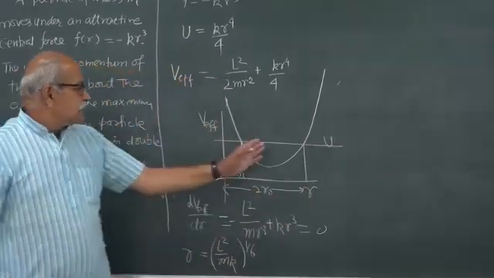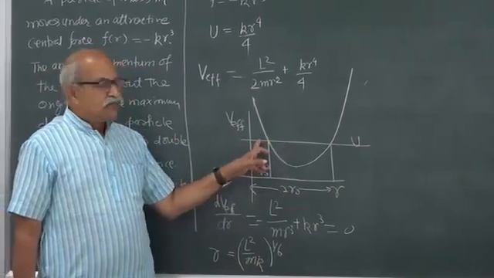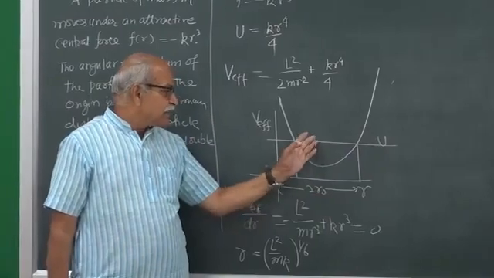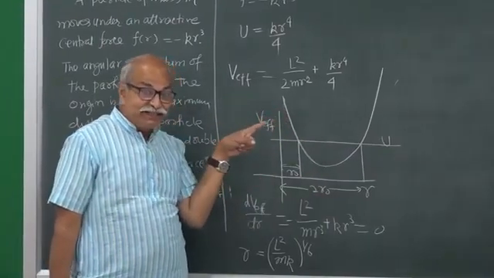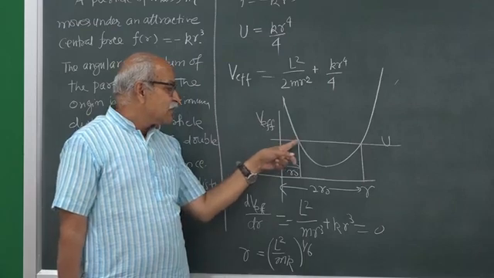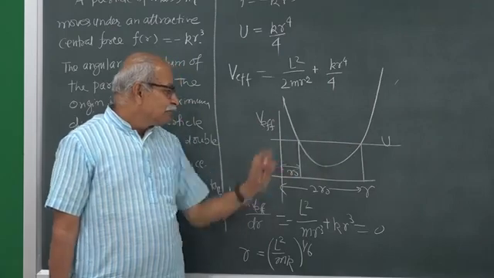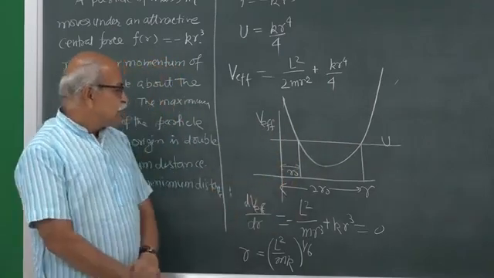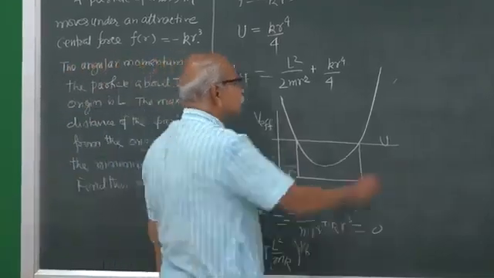Okay, if this is the total energy, then the particle cannot come this side and cannot go that side. It has to remain in this region, so that half m r dot square is always positive, it cannot be negative. Here r dot is 0, and here r dot is 0. So, these are the situations. You have to find the value of r naught. How do I get that?